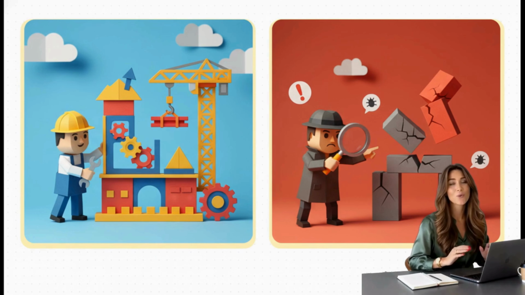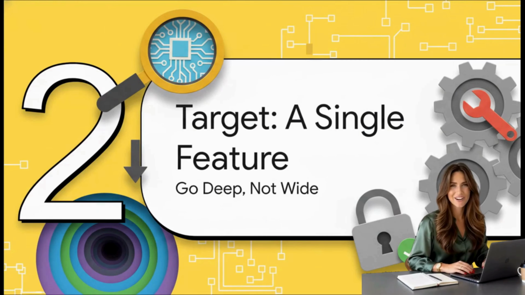Okay, so where do we even begin? The key here is not to try and analyze your entire application at once. That's just a recipe for getting completely overwhelmed. Instead, we're going to pick just one small, critical feature, and we're going to go deep. And this is what we call a mini security audit.